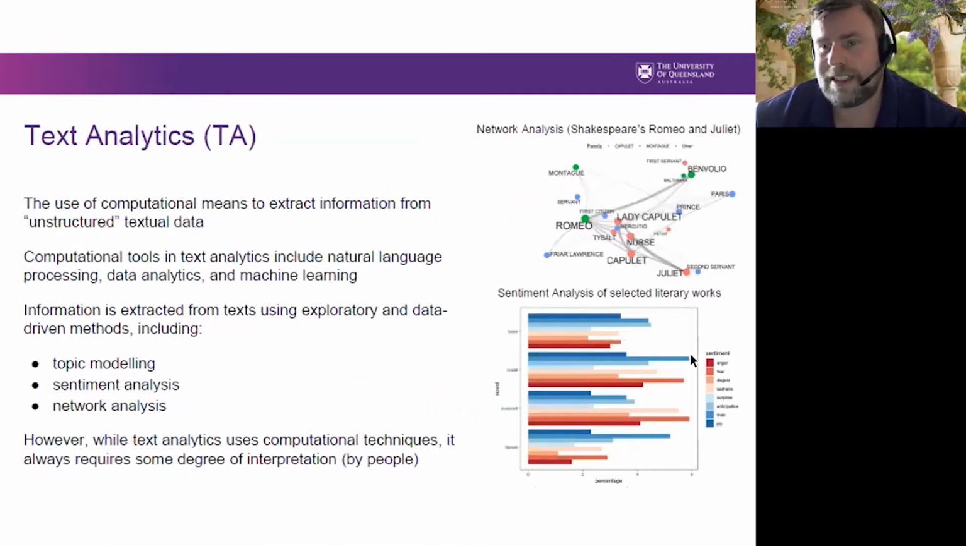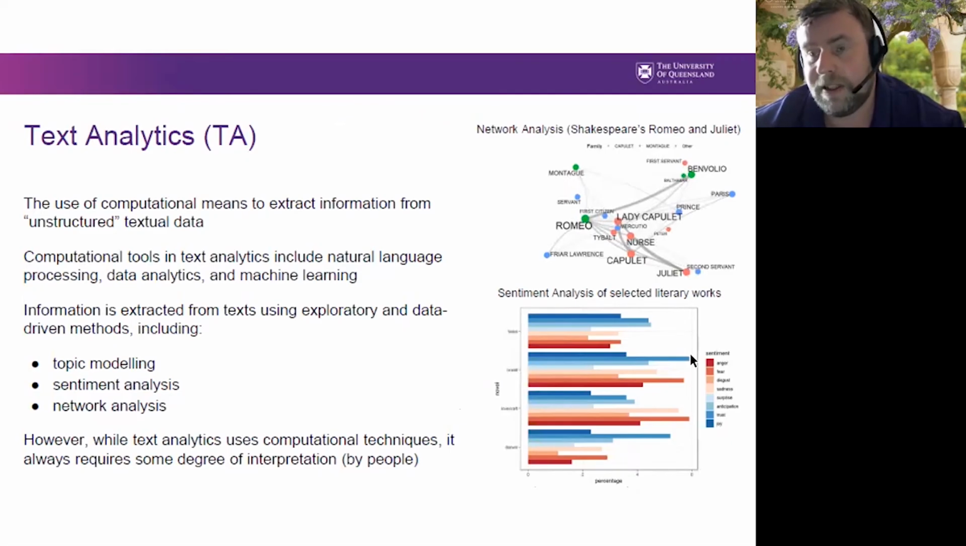Now, we've talked about text analytics, but we haven't defined it so far. So text analytics means that you use computational means to extract information from unstructured textual data. Computational tools in text analytics include natural language processing, data analytics, and machine learning. And information that is extracted from texts is typically, well, we use exploratory and data-driven methods.